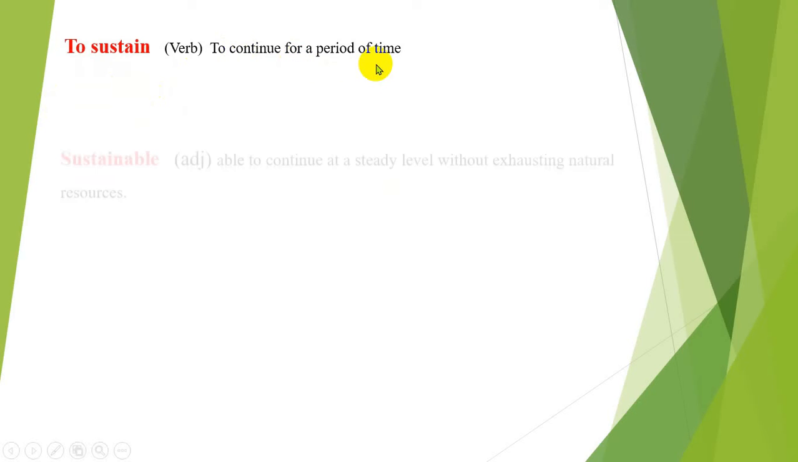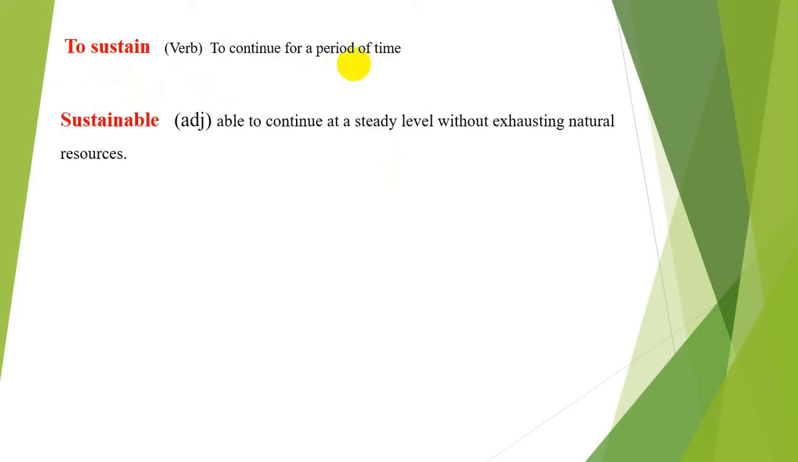Well, first thing is that we are going to see this vocabulary to give us some ideas about sustainable development. So the word to sustain is a verb and it means to continue for a period of time. The adjective from sustain is sustainable and it means able to continue at a steady level without exhausting natural resources. The word to exhaust here is a verb, it means to use something completely.